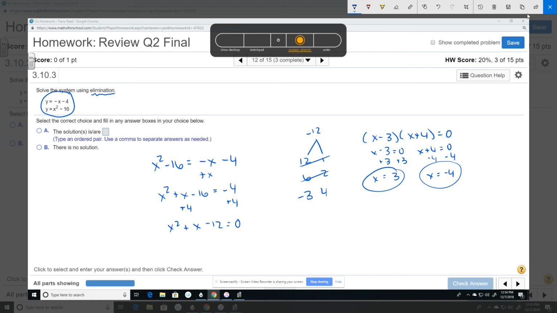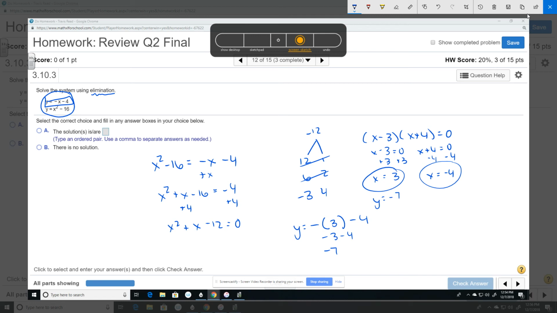Now I need to figure out my y value. So I'm going to actually use this equation that I just accidentally scribbled out. I'm going to use this equation right here. So y equals negative x, which is a 3, minus 4. So negative 3 minus 4 is negative 7. So when x is 3, y is negative 7.